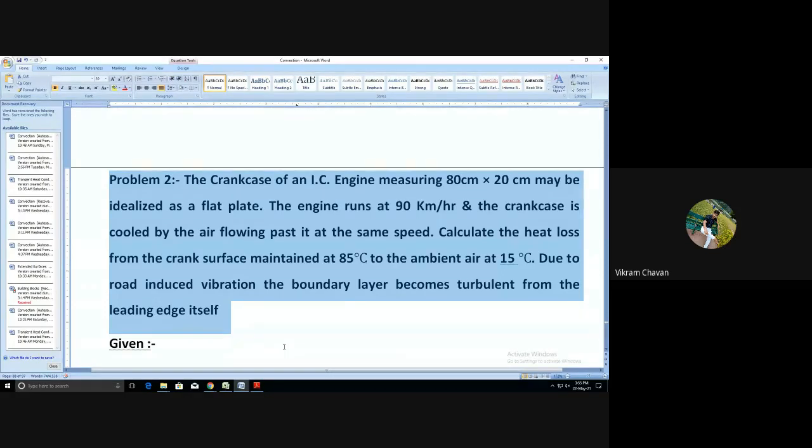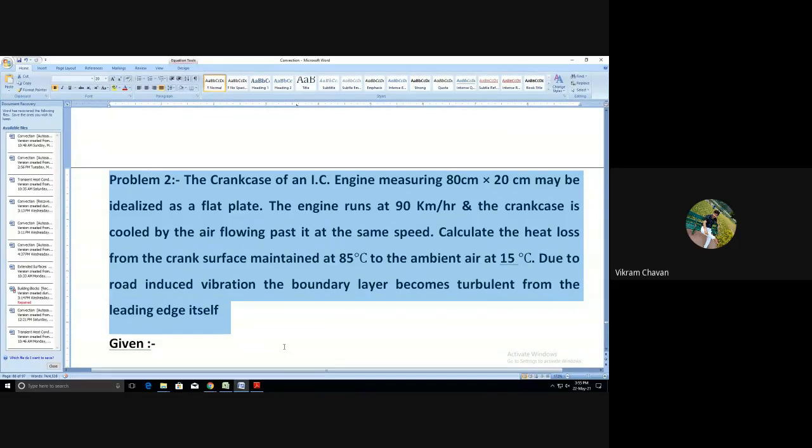Okay, and that air is also having the same speed. So speed of the air is equal to 90 kilometer per hour, or velocity of air is equal to 90 kilometer per hour. And we have to find out the total heat loss from the tank surface, which is maintained at 85 degrees Celsius. And the ambient air temperature is given to you as 15 degrees Celsius.